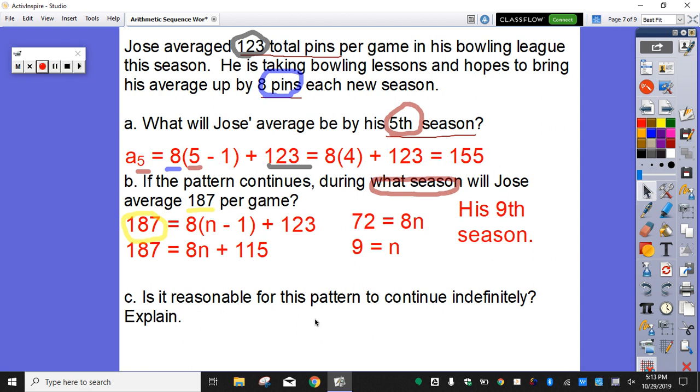The question asks, is it reasonable for this pattern to continue indefinitely? So I think in order to really assess this, you kind of have to understand a little bit about bowling. And there are only so many rounds in bowling. So is there a limit to the total number of pins that he could get per game? Yes, because the bowling game ends after a certain number of rounds. So it is not reasonable for this pattern to continue indefinitely.